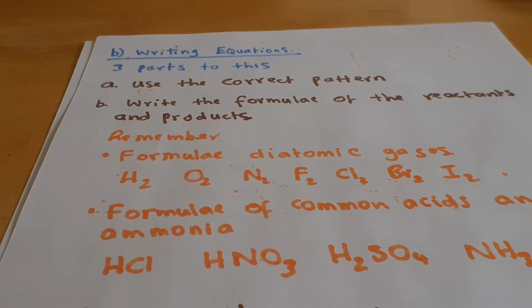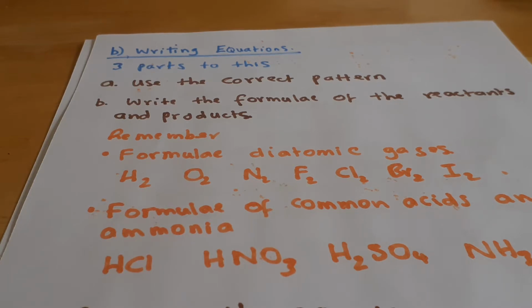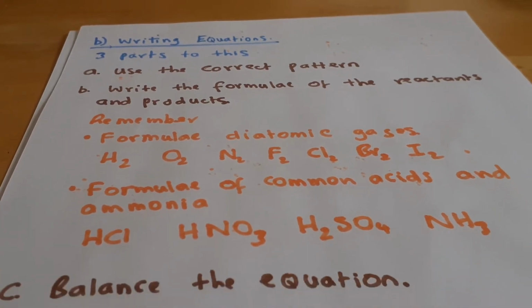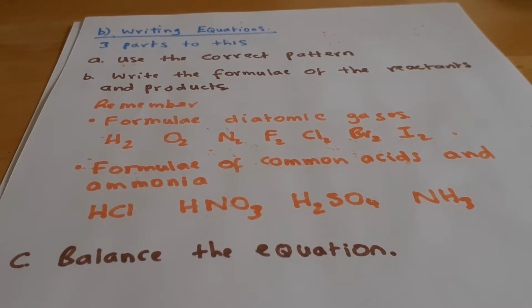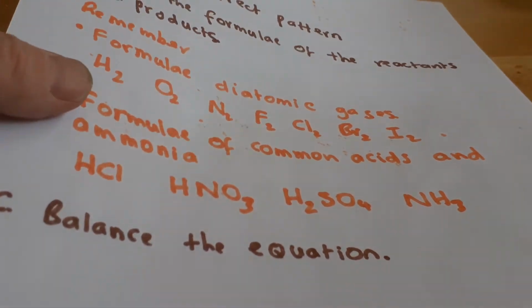And it's important to remember two things. The formula of diatomic gases are H2, O2, N2, F2, Cl2, Br2 and I2. And it's also important to remember the formula of common acids and ammonia. So hydrochloric acid is HCl, nitric acid is HNO3, sulfuric acid is H2SO4, and ammonia is NH3. And then the last thing then is just like we've done in the first equation, is to balance the equation.